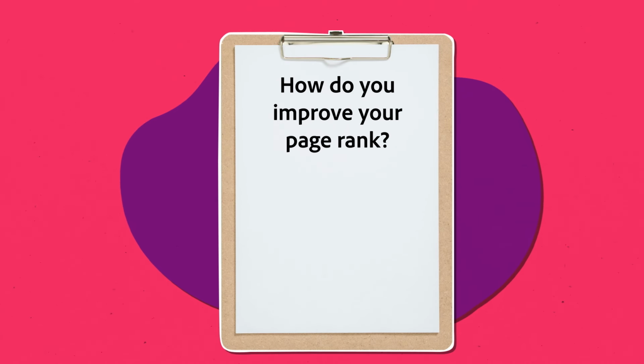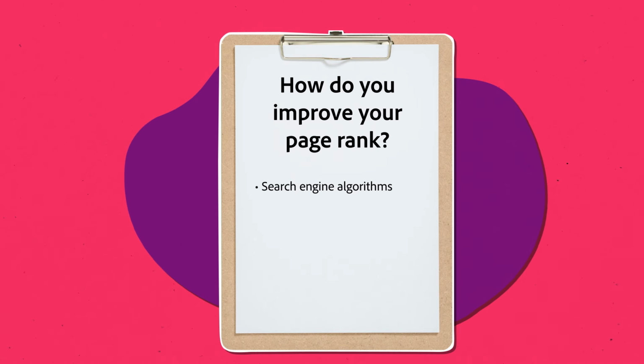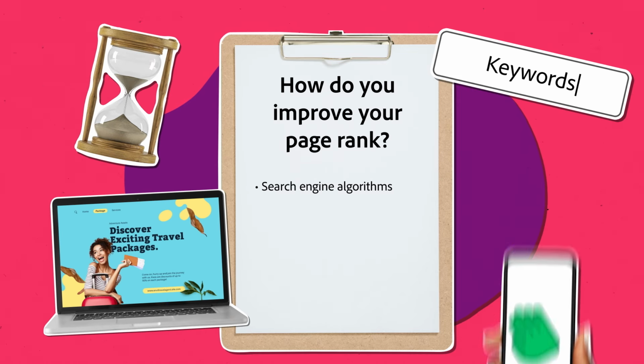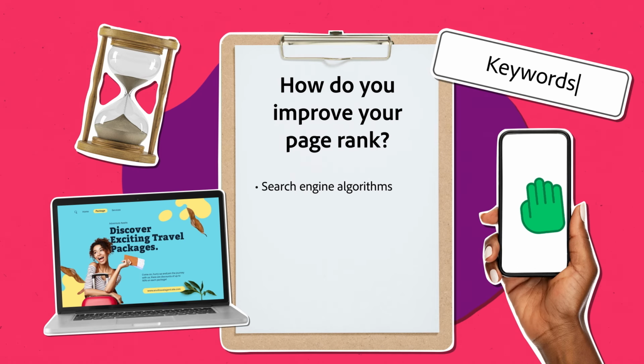So how do you improve your page rank? Align your content with search engine algorithms. These algorithms are the rules search engines use to decide how content is ranked. Factors like keyword placement, content quality, site speed, and mobile friendliness all play a role. Keep in mind that search engine algorithms are constantly evolving, so staying updated is crucial.